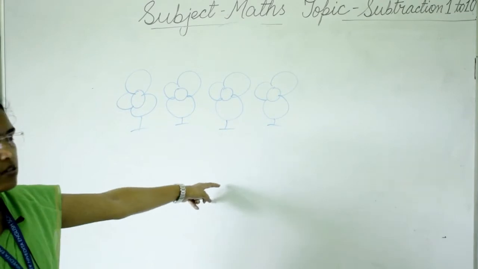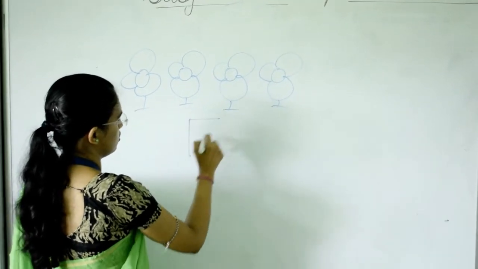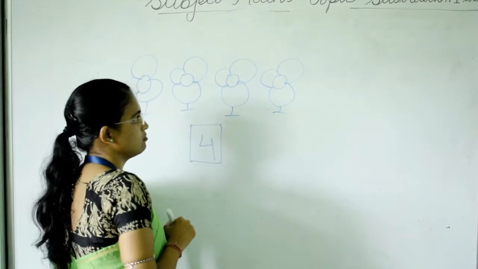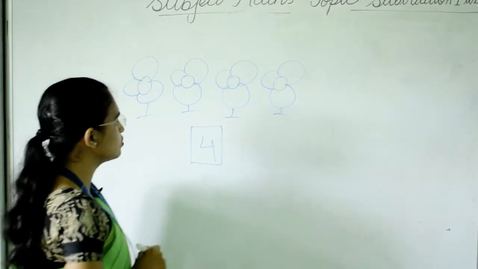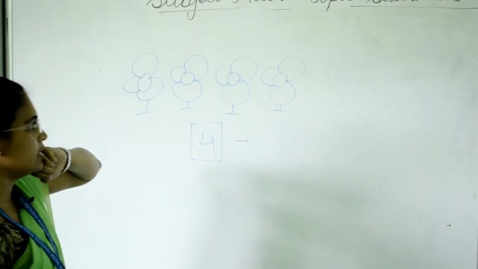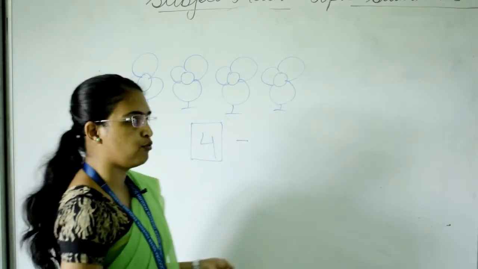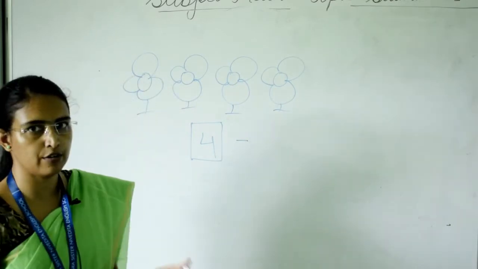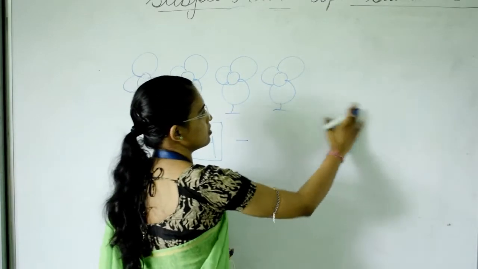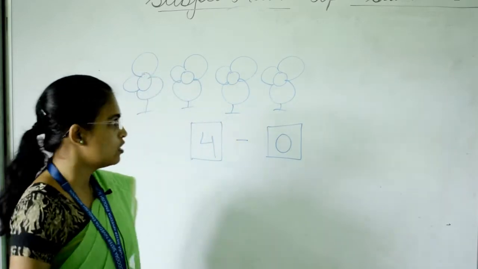What is this? These are flowers. How many flowers? 1, 2, 3, 4. 4 flowers, right? So what do we have to do? We have to subtract. So I have 4 flowers and my sister has given me nothing. I told her to give one more flower, but she has no flowers, so she has given me nothing. So is there anything? No. So nothing means 0.